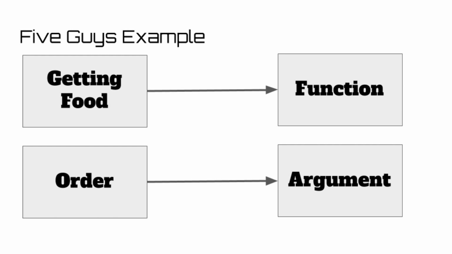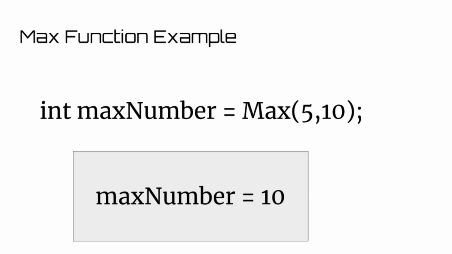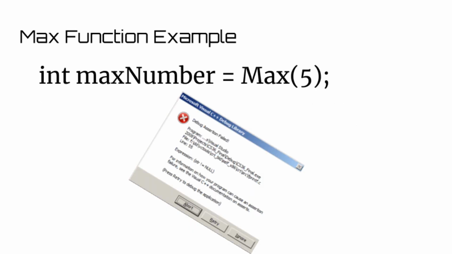This is essentially what happens with the computer. If you use a function, for example, the max function, which takes in two integers and returns the maximum number between the two, and you don't input two numbers or variables for it to compare, it's going to throw you an error, just like the Five Guys employee. He doesn't know what you want to eat, and the computer doesn't know what two numbers you want it to compare.